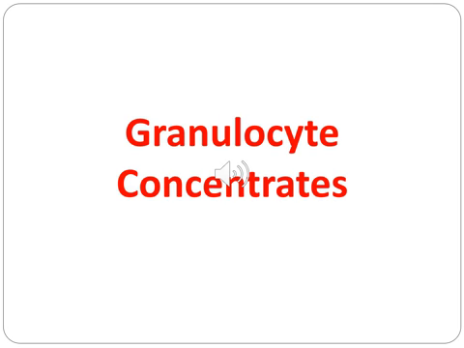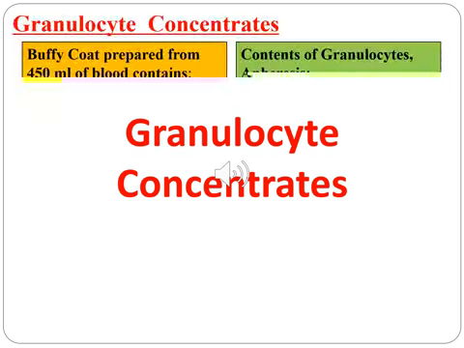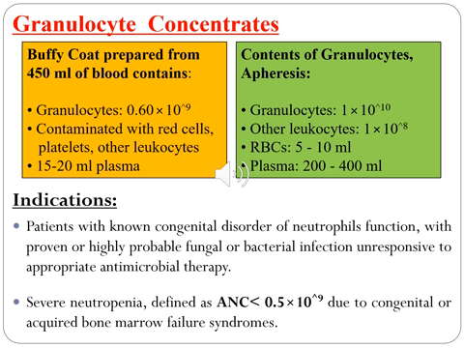The last component we will discuss is the granulocyte concentrate. Granulocytes are white blood cells with granules, with neutrophils being the most important among them. Neutrophils fight against bacterial infections, and if severely deficient, the patient may die from overwhelming sepsis. Granulocyte concentrates are indicated when absolute neutrophil count is below 500 cells per microliter of blood.